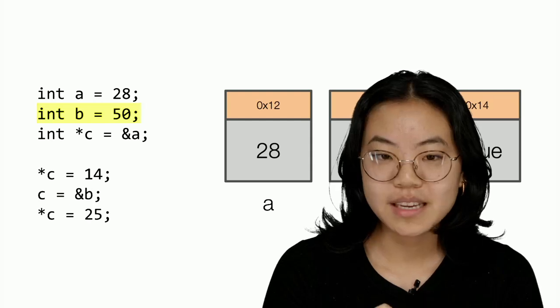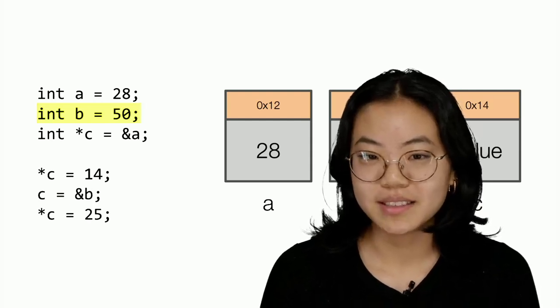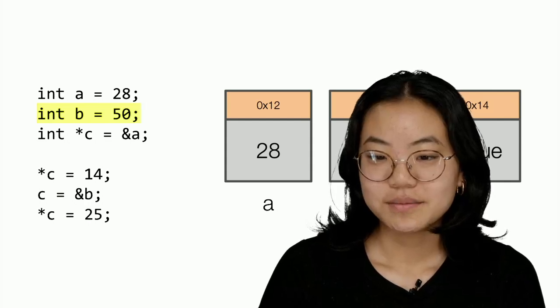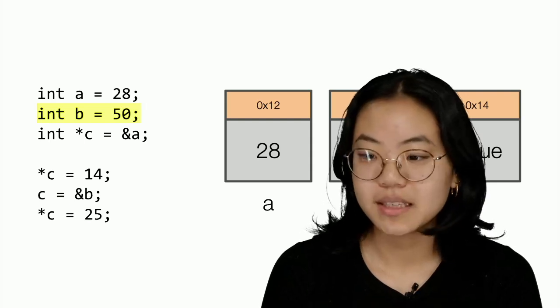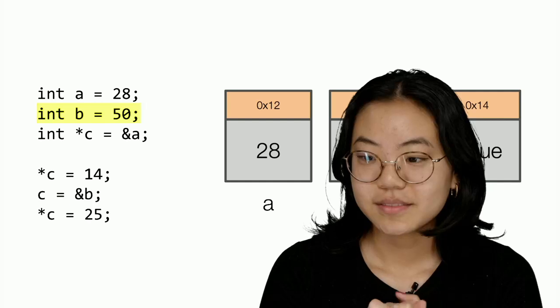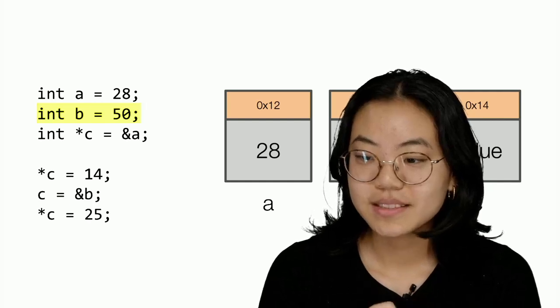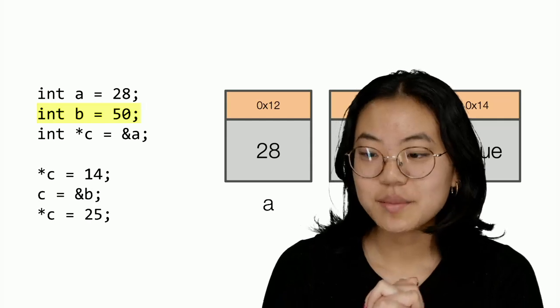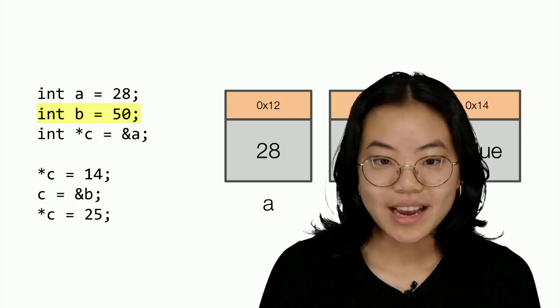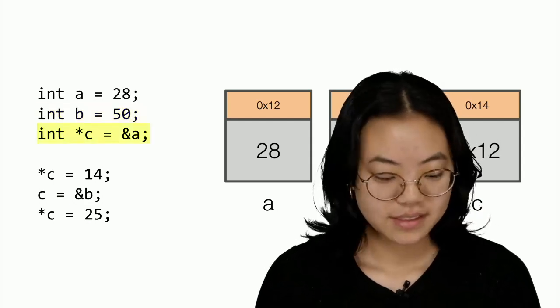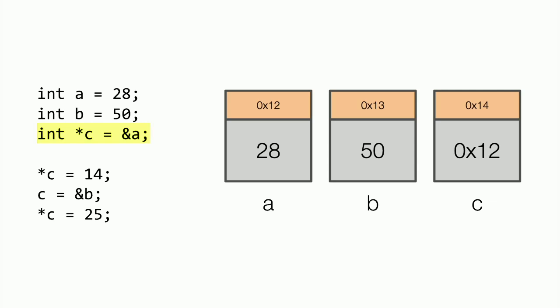So maybe first I'll ask, what type is C? What's the variable type that C is going to be? Yeah, so it's going to be an int pointer, an integer pointer, and it's going to store the address of A. So as you can see here, now the address of A, which I just arbitrarily set as 0x12, is now being stored in C.